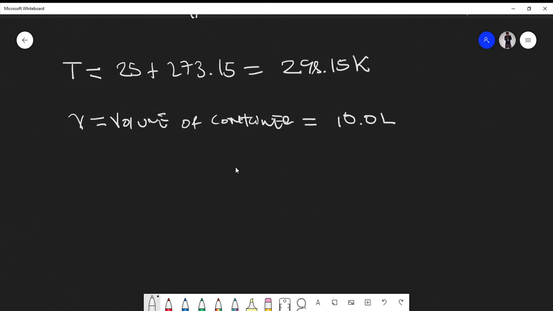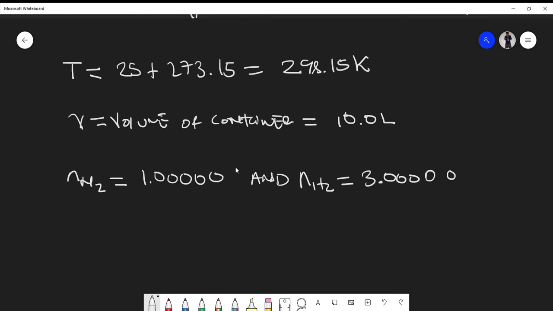Now, they have given us the moles of each, so they told us that nN2 is equal to 1.00000 exactly, and nH2 is equal to 3.00000 exactly. Right? So these are just numbers that are given within our question above. And we know that R, the ideal gas constant, is about 0.08206 liters atmospheres Kelvin inverse mole inverse.